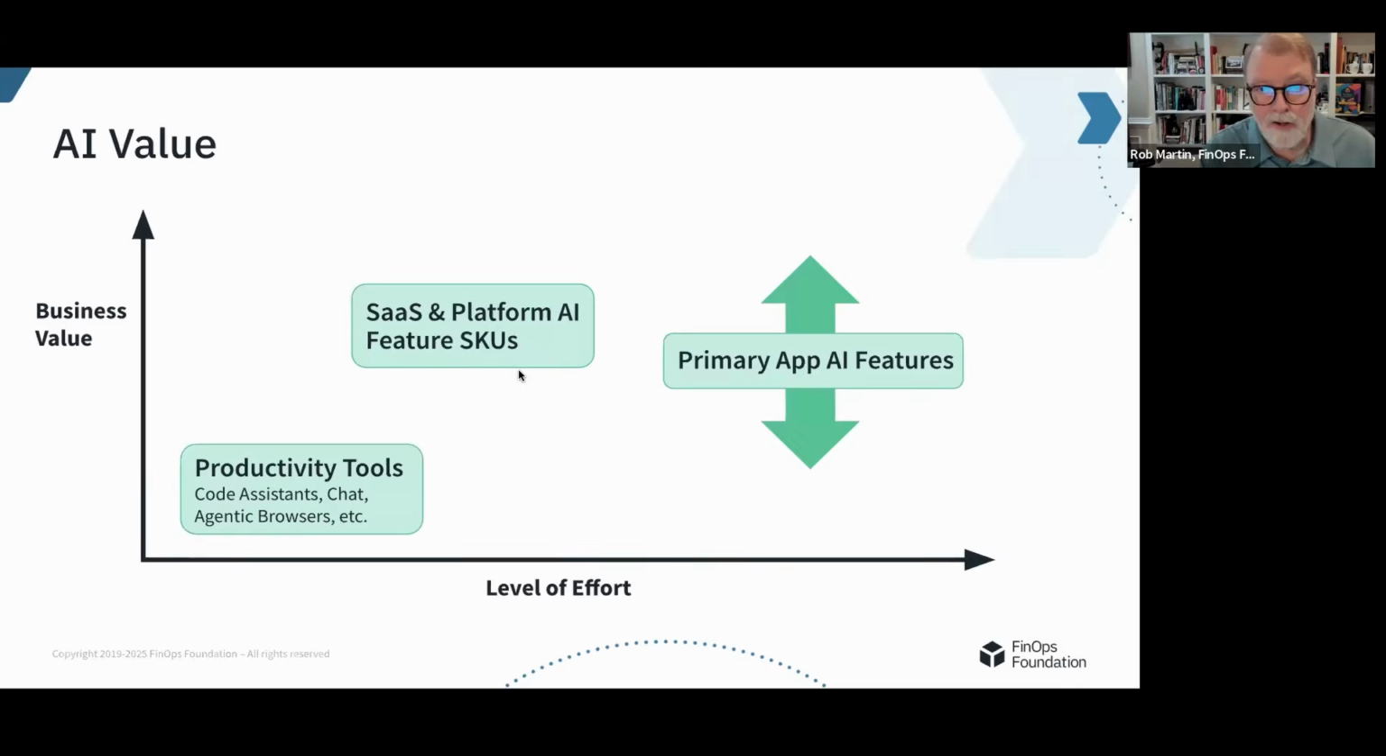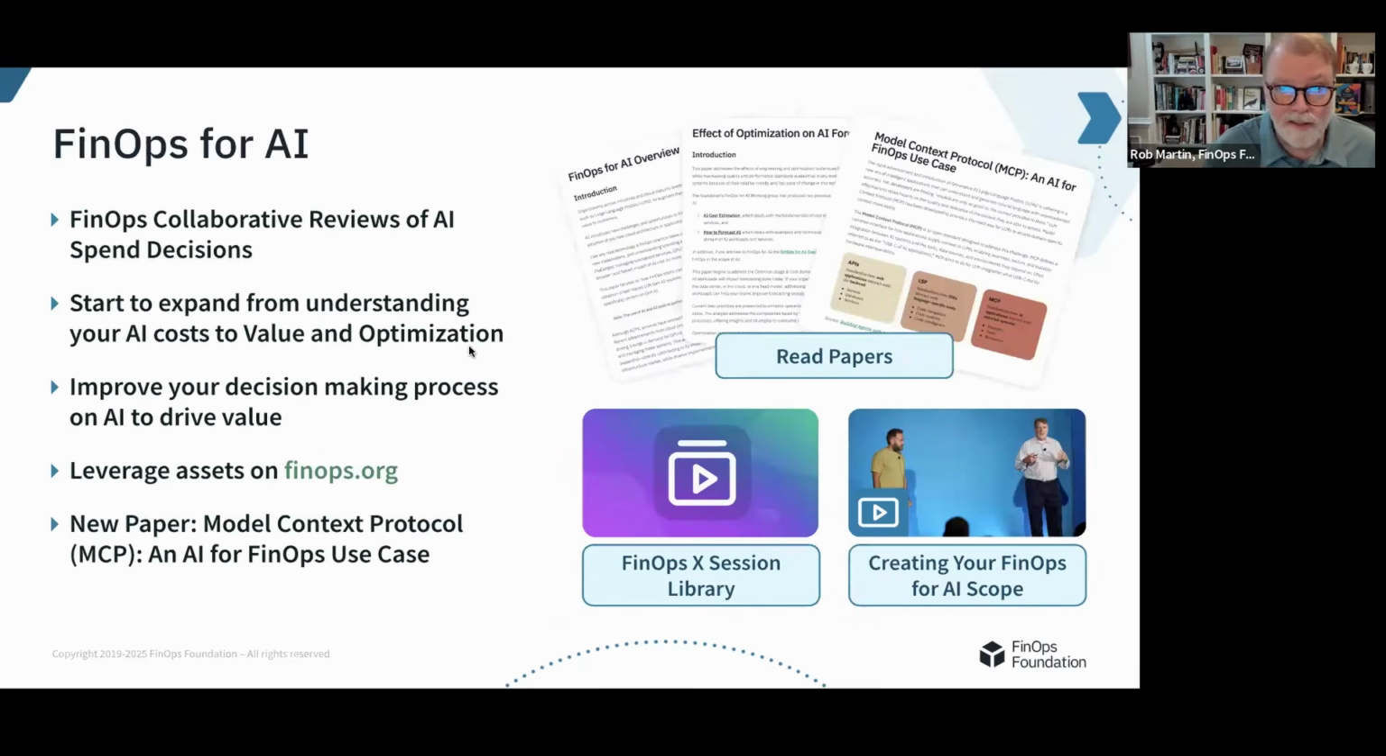So I encourage you to do a couple of things here. One, set up these kinds of collaborative reviews. Take a look at how you're making this work in your own organization. Start to expand your thought process from just understanding your cost into value and optimization, and help to improve your organization's decision making. Leverage the assets that we have on the website. You can read some of the papers and see some of the videos that have been presented by FinOps for AI working group members, and let us know where we can help you to understand this area better.